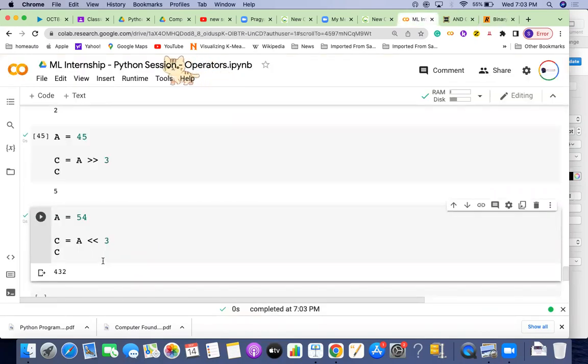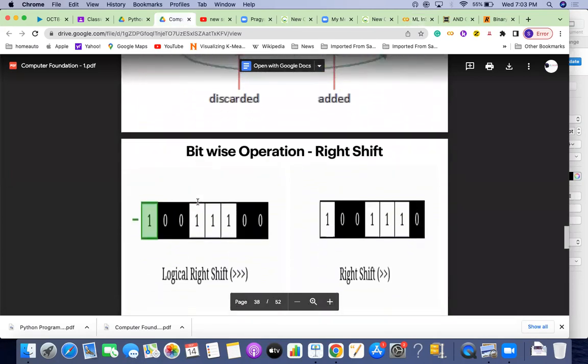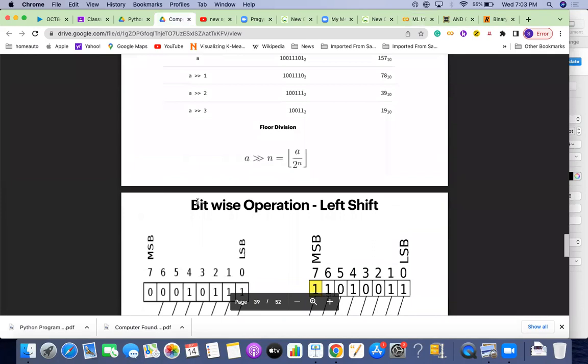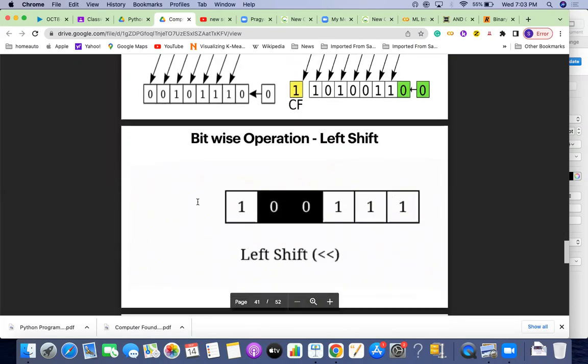Is it clear? Yes, sir. So this is the simplest way to remember. If you are doing left shift, you just add 3 zeros. If you are doing right shift, you just drop 3 bits. That is the best way to remember right shift and left shift. Any questions here?